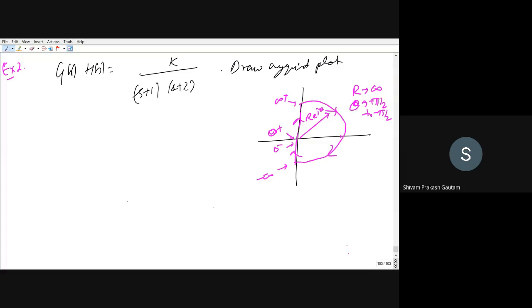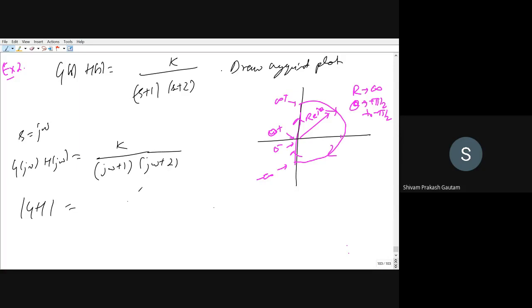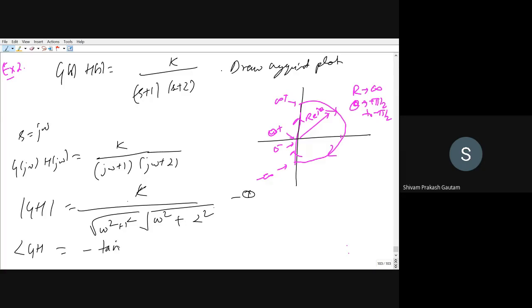Now we will solve. The first step is to put S equal to j omega. So G(j omega) H(j omega) will be equal to K upon (j omega plus 1)(j omega plus 2). You have to take the magnitude. Magnitude will be equal to K upon under root of omega square plus 1 square, times under root of omega square plus 2 square. This is equation number 1. Now the phase of GH will be, for the numerator the phase is 0, for the denominator it is minus tan inverse of omega minus tan inverse of omega by 2.